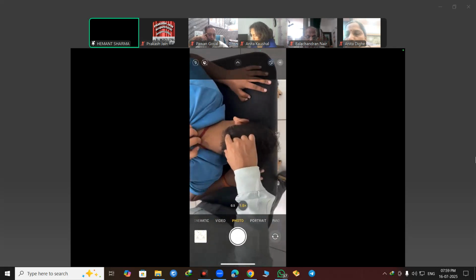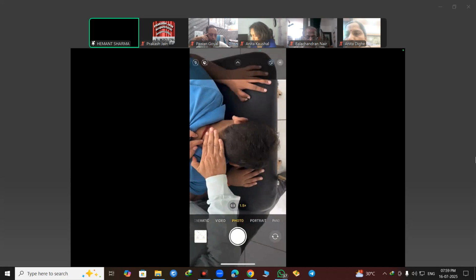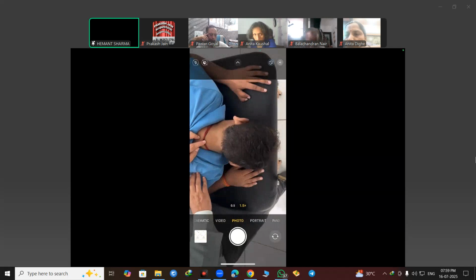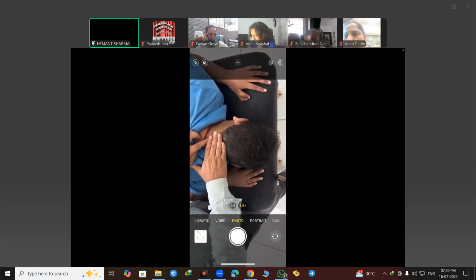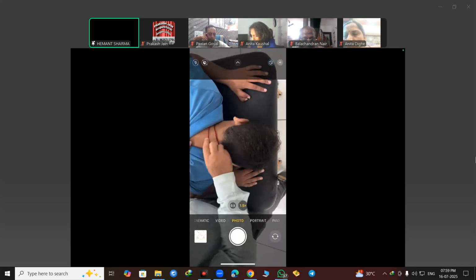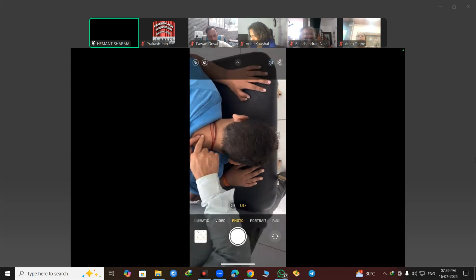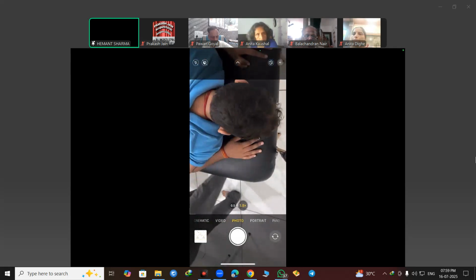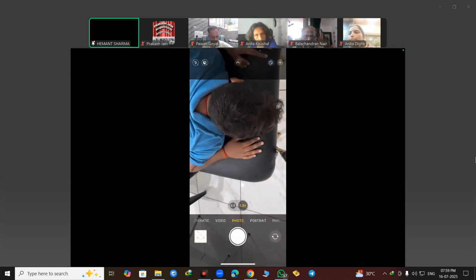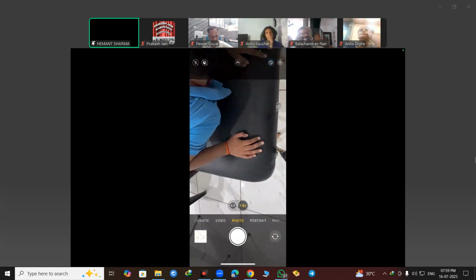Then we are coming to the neck. The total length of the neck is 4 fingers. Then we reach this protrusion. Lower the head a bit. We can feel the protrusion. So at the lower end of the protrusion.